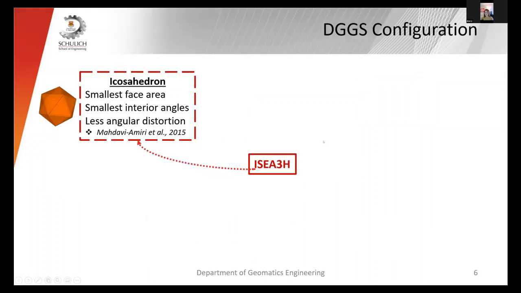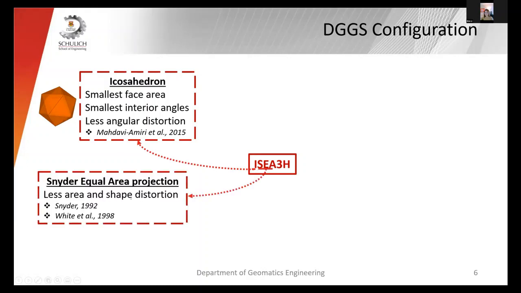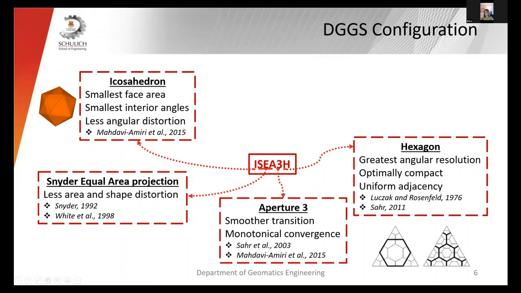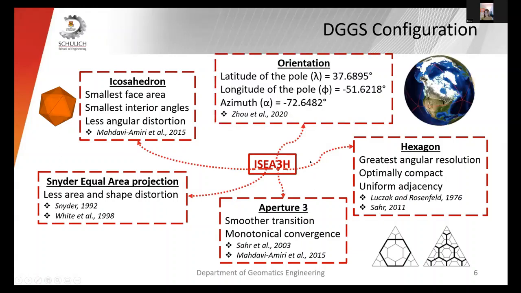As Marta introduced earlier, there are multiple DGGS configurations that one can choose from. Here I use the ISEA3H in my own research. Here I stands for icosahedron, and SEA means the Snyder equal area projection. H is the hexagon, the cell geometry used in this tessellation. And 3 is the aperture, which means the refinement ratio between each two successive levels equals 3. We set the orientation with these parameters so that the Canadian border is centered in one single face.